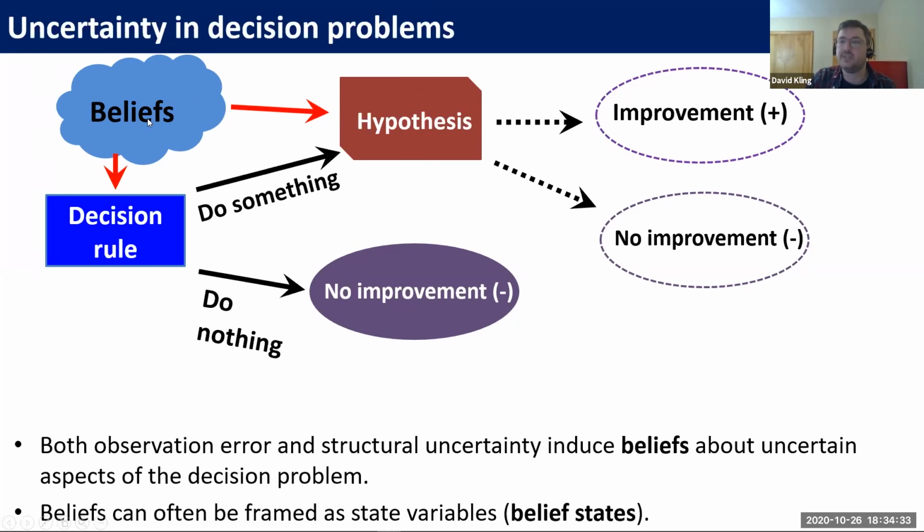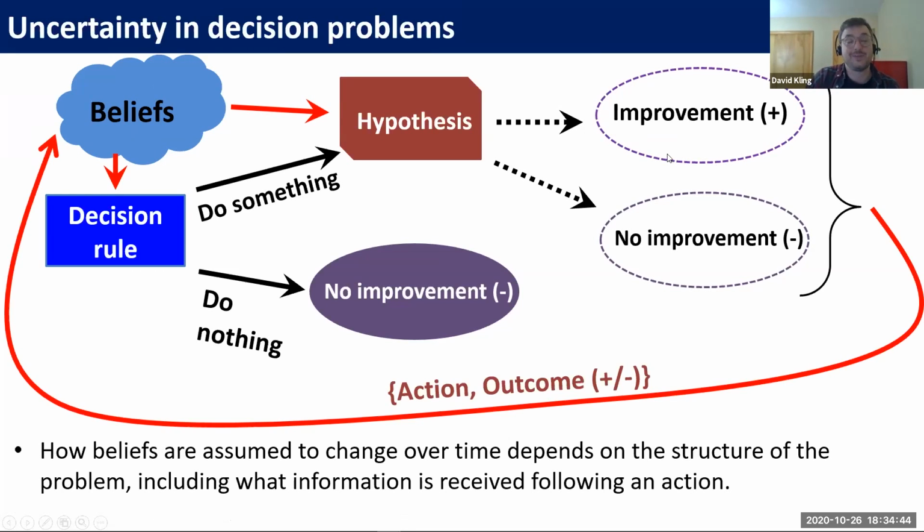We'll get into a lot more detail in future sessions about what we might mean by this, and what goes in here. I'll step forward and use the slide I prepared to signal that the way this new belief state variable pictured here evolves is based on observing actions and outcomes and learning if you can. How beliefs are assumed to change over time will depend on the structure of the problem, of course, and include what information is received following an action.